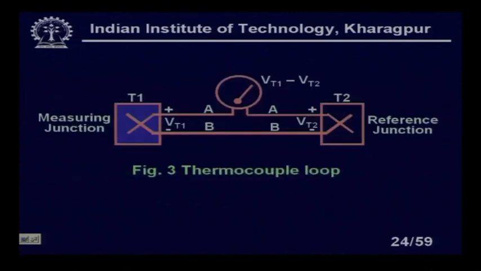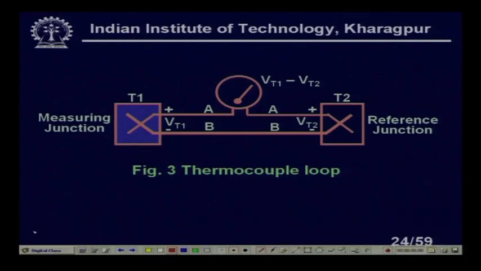You see, I have a measuring junction here. I have a reference junction. This is at ice point, at 0 degree centigrade. Now, if no voltmeter is connected, what will happen? I will get a current through it. But if I break the loop, it is an open circuit, so I will get a voltage.